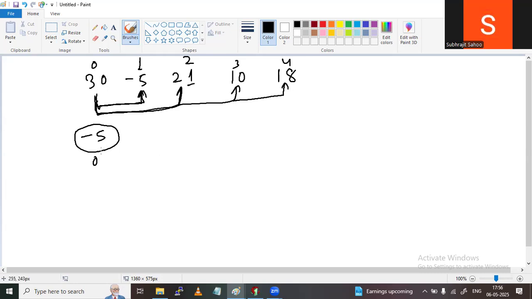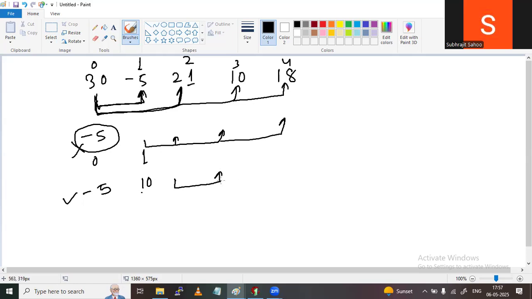Then in the second attempt, no need to consider this one. I have to consider the one index with the two index, one index with three index, one index with four index. After this pass, I will get minus 5 here and 10 here, the second smallest number. This is the least number, and this is the second, 10. After getting this, again I compare the two index element with the three index, and two index element with four index. This concept is called selection sort.